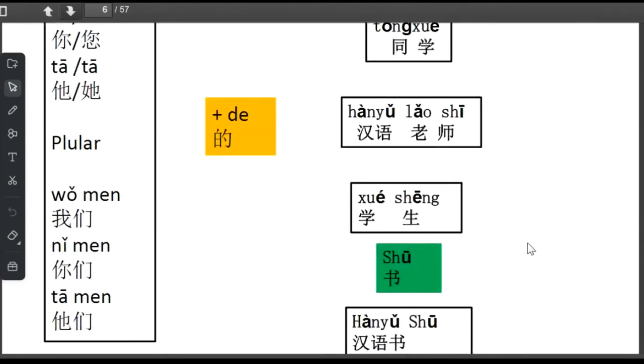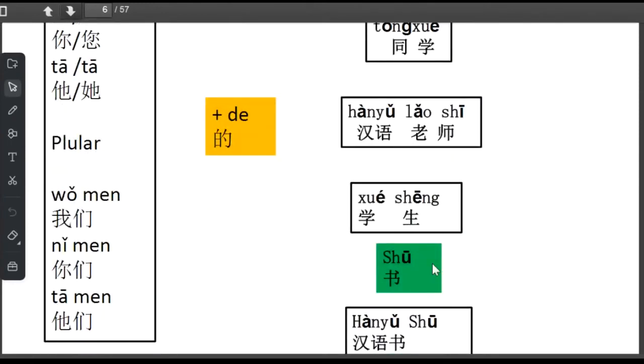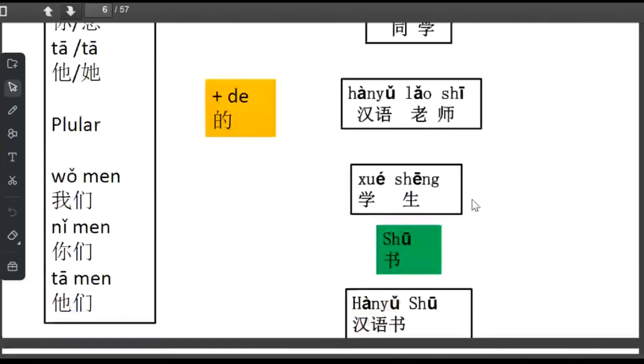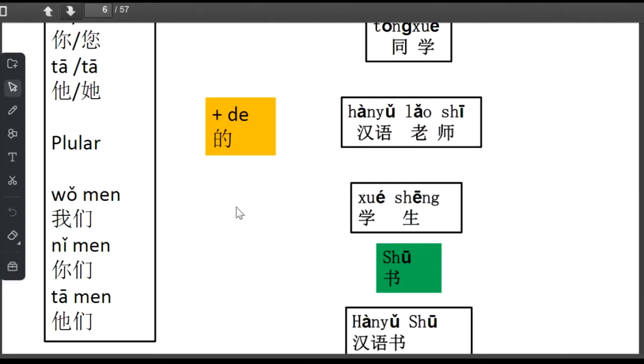Okay, now you can try to make words use this. For example, we can use 朋友. 朋友 means friend. 同学 means classmate. 汉语老师 means Chinese teacher. 学生 means student. 书 here means book. Chinese book, how to say? 汉语书. Okay, now we can say like my friend, 我的朋友. My classmate, 我的同学. My Chinese teacher, 我的汉语老师. Now, we can also say like their students, 他们的学生. My book, 我的书. Your book, 你的书. Our books, 我们的汉语书.